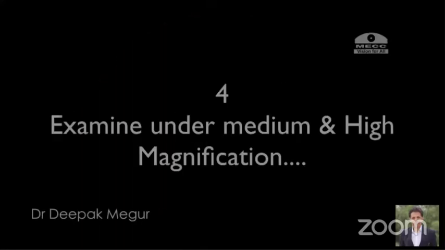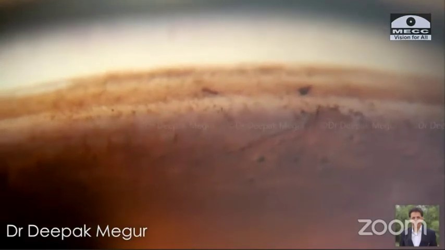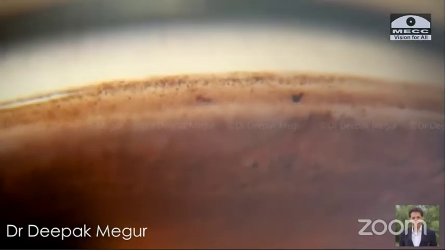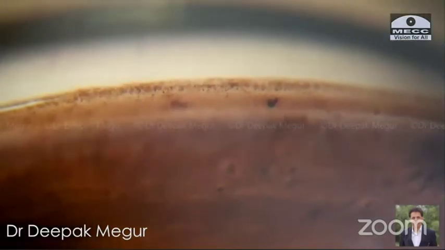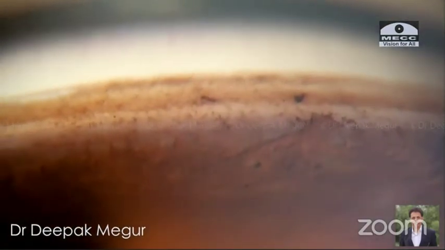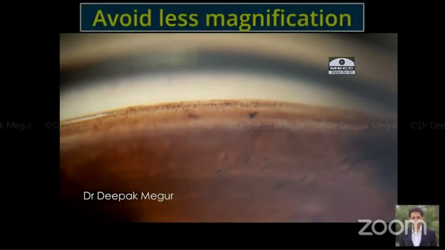Number 4. I would recommend all of you to examine the angles under medium or high magnification. We can appreciate subtle signs, but more importantly, the angle structures are beautiful and it's important that we appreciate them in reasonable magnification. One of the common mistakes which I see most beginners do is trying to view the angle in very low magnification. This has to be avoided.